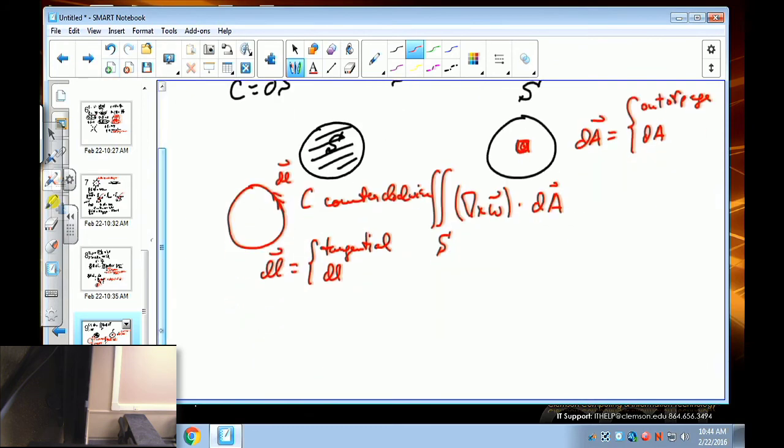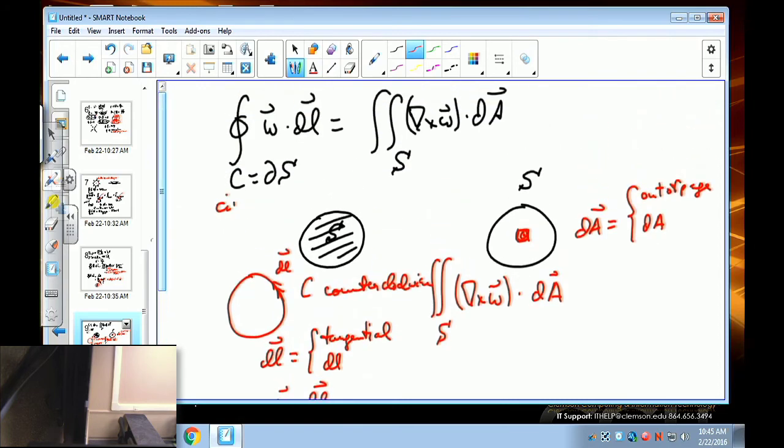Okay, and then we examine how W is parallel to dL. And we find that if we add up the amount of W that's parallel to dL all the way around, that gives us an idea of the circulation of W. So I would define this integral as the circulation of W around that path. So if we get a net circulation of W around that path, it's clear that the curl must be non-zero at least somewhere inside.